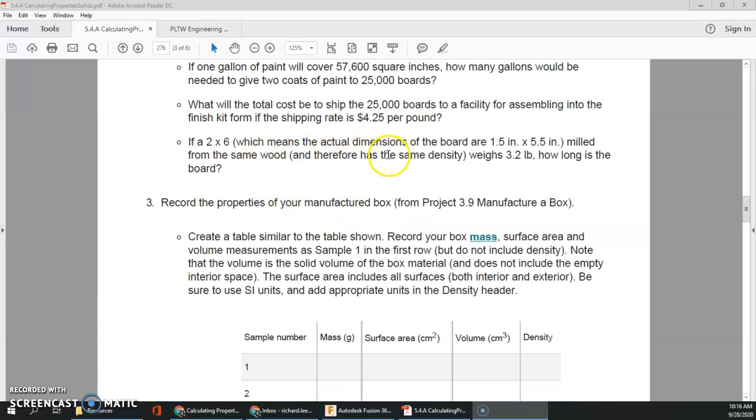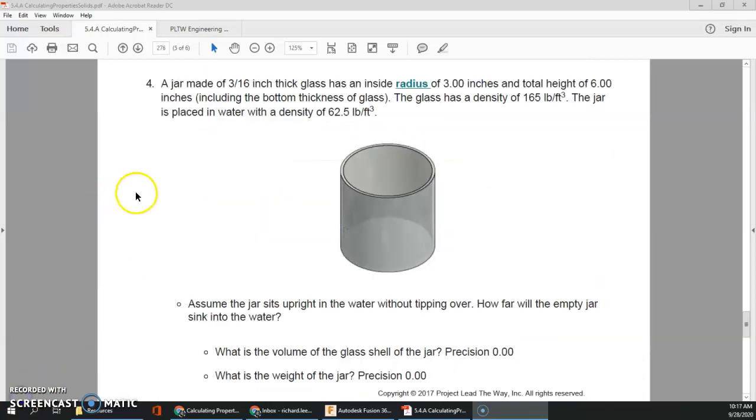And in this question, we're given the dimensions of the board, but we're not given weight density. We don't know what kind of wood it is. So we know the volume of the board, or we can solve for it. And I'm sorry, we know some of the dimensions and we know the weight. Okay. So we have to solve for length. We're given width and depth. We need to solve for length. Okay, we're skipping number 3 and going to number 4.